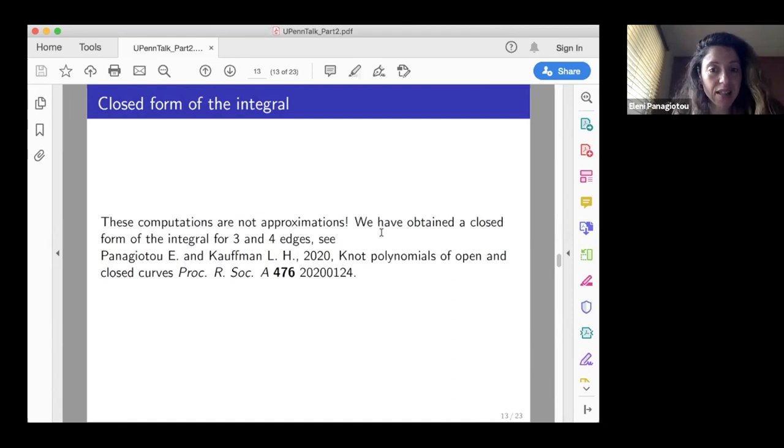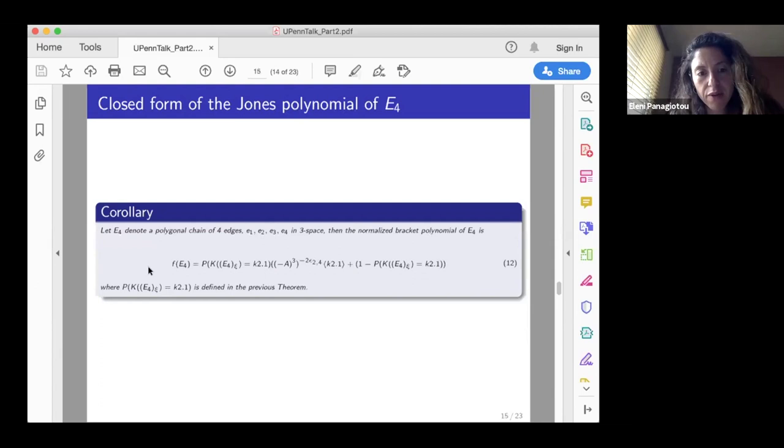So it's not totally impossible, maybe, to get to closed formulas like this one. For a polygonal curve with four edges, we can show that the polynomial would have this form, as a polynomial where here's the bracket polynomial of a specific notoid that can occur.